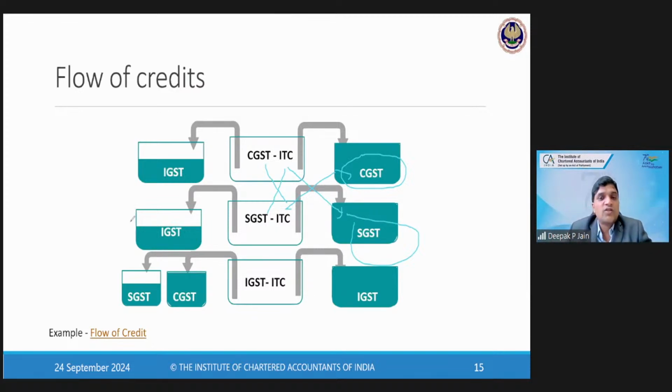Can UTGST be used for other GST? No. Like how you cannot utilize SGST or anything else. Like SGST you can utilize for SGST, then with IGST. Similarly, UTGST. So you have to think of UTGST as equivalent to the SGST. SGST is for a state, UT is for a union territory. So you can utilize the UTGST.